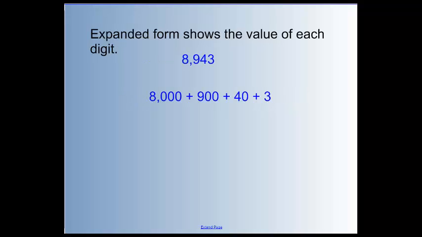Expanded form shows the value of each digit. In this case, we look at the standard form, 8,943. But if you state the value of each digit going down below, in the thousands place we have 8 thousands. So we write the number 8,000 plus, now we're going to look at the hundreds. In the hundreds place there's a 9. That means we have 9 hundreds, which is 900, plus the tens place there's a 4. 4 tens is the same as 40, plus the ones place 3 ones is plus 3.